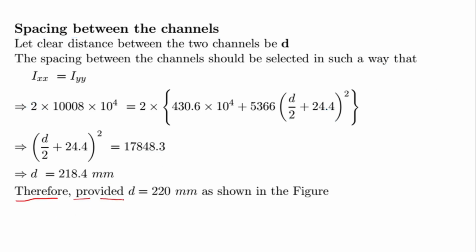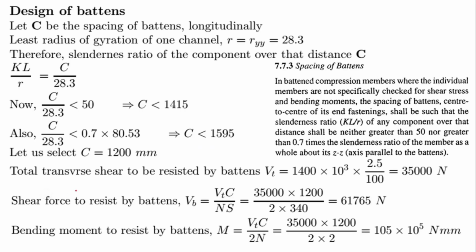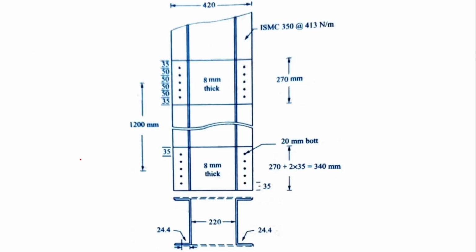Therefore, provided spacing d equal to 220 mm as shown in the figure. If you see the figure, this is the spacing between the two channels back to back, which is 220 mm. Now we have to design the battens for the built up column. If you see the figure, a batten is a steel plate which will be used to connect the flanges of two channels to make a built up column. Here we have to fix the dimensions of the plate which will be used as a batten.